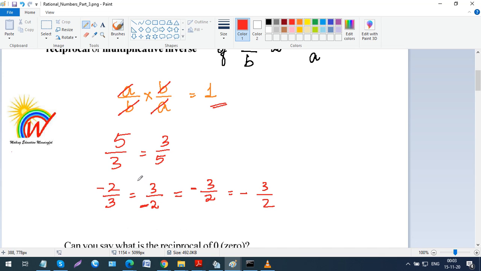Nothing is wrong, but nobody writes it like that. So the reciprocal of minus 2 by 3 is minus 3 by 2. Now what's the reciprocal of 1 by 5? It will be 5 by 1, which is simply 5. And what's the reciprocal of negative 7? It doesn't have a denominator, so you can put a 1 there. So it's going to be 1 by minus 7, or you can write it as minus 1 by 7. That will be the reciprocal, minus 1 by 7.